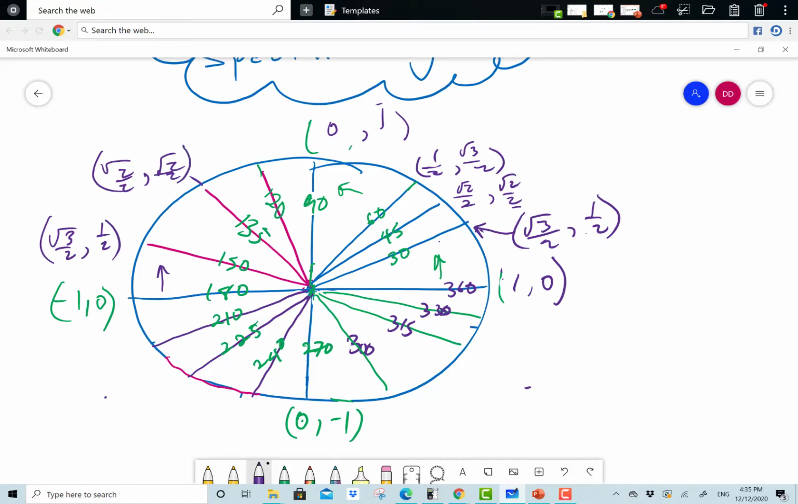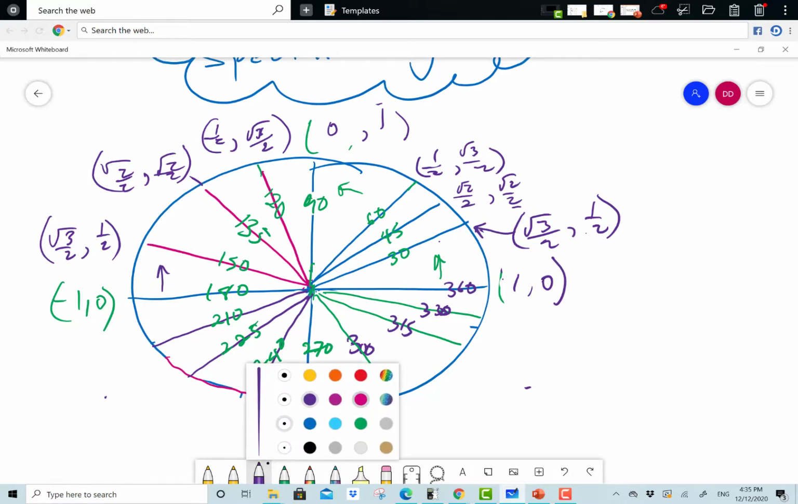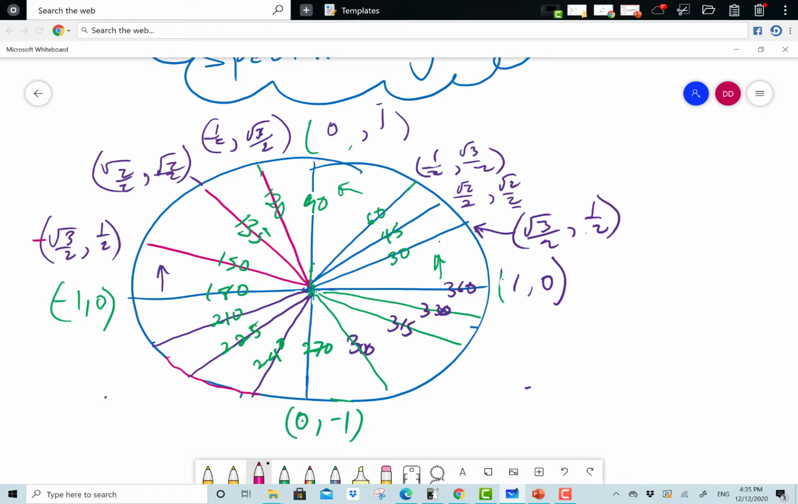And then this is going to be 1/2, square root of 3 over 2. Now in this case over here, I realize that my x is going to be negative. So this is going to be negative, negative, negative. So my x's are negative in that quadrant. I'm going to write now the same thing in the other quadrant right here. So that was quadrant 1.